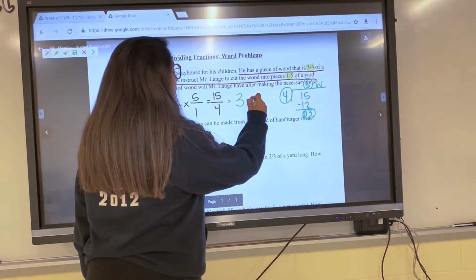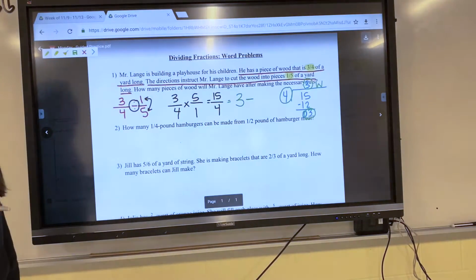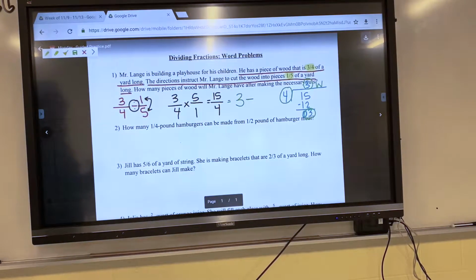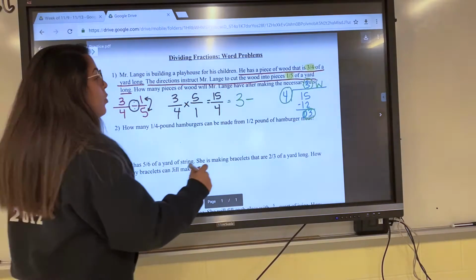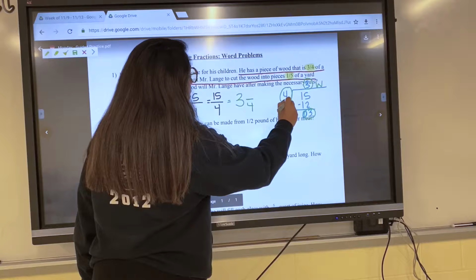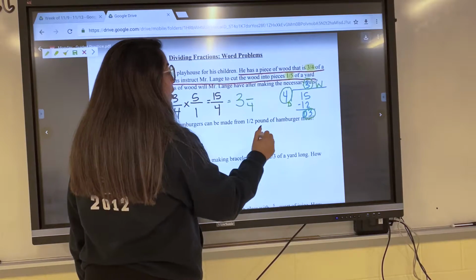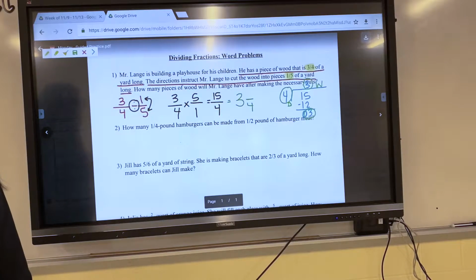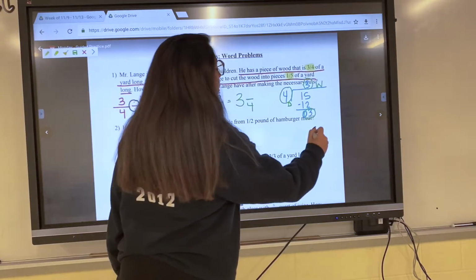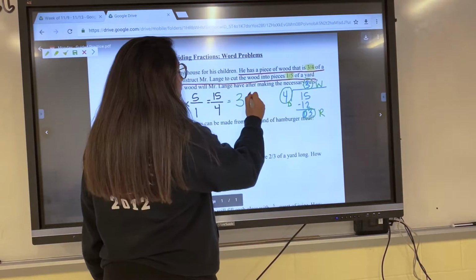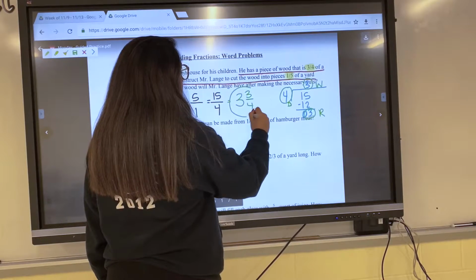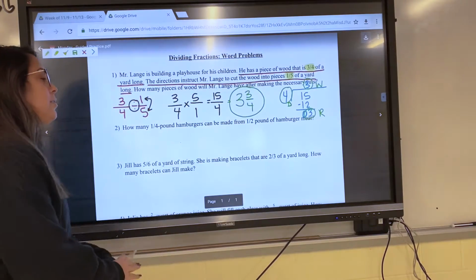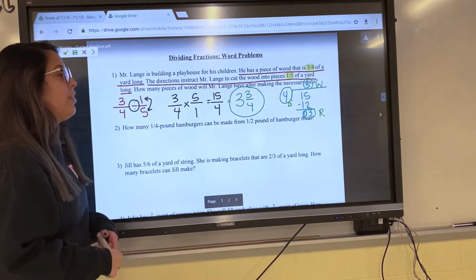Then I'm going to write my fraction line, or my fraction bar. My denominator, which is the number on the bottom, is going to be 4. So 4 is our denominator. Again, the number that's always your divisor is always going to be your denominator. And so that means your remainder is going to be your numerator. So our answer is 3 3/4 yards.